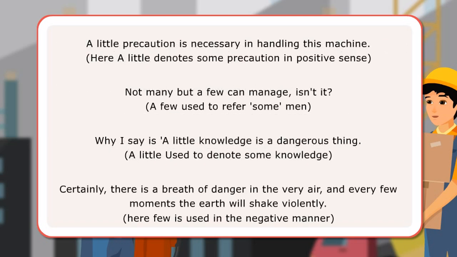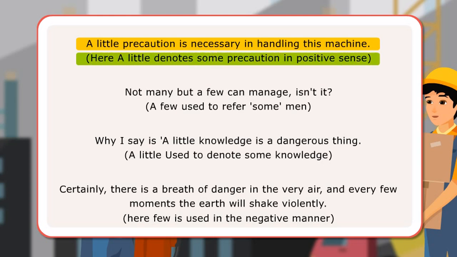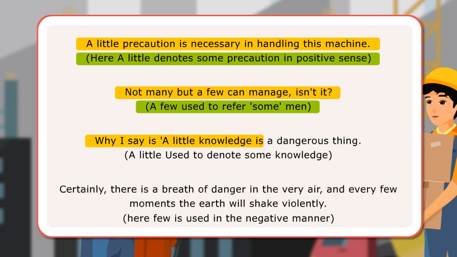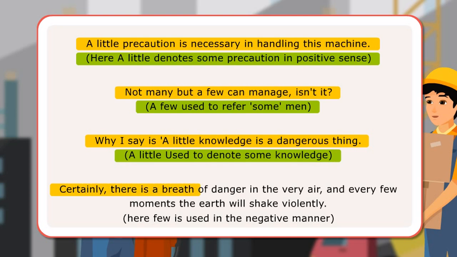Here are some example sentences. A little precaution is necessary in handling this machine. Here, a little denotes some precaution in a positive sense. Not many, but a few can manage, isn't it? A few is used to refer to some men. Why I say is, a little knowledge is a dangerous thing. A little is used to denote some knowledge. Certainly, there is a breath of danger in the very air, and every few moments the earth will shake violently. Here, few is used in the negative manner.